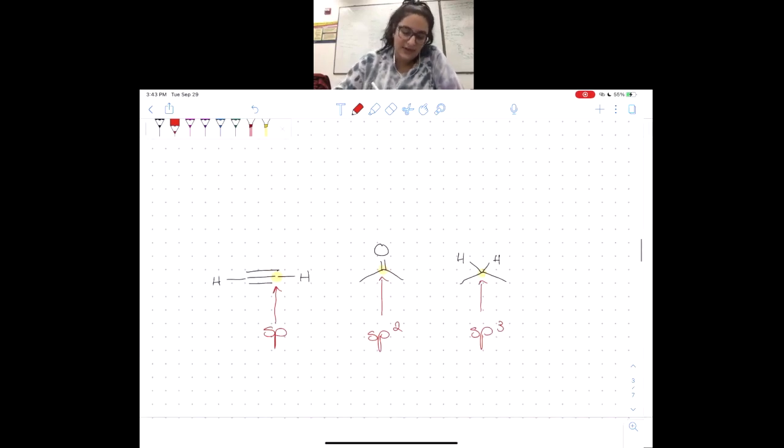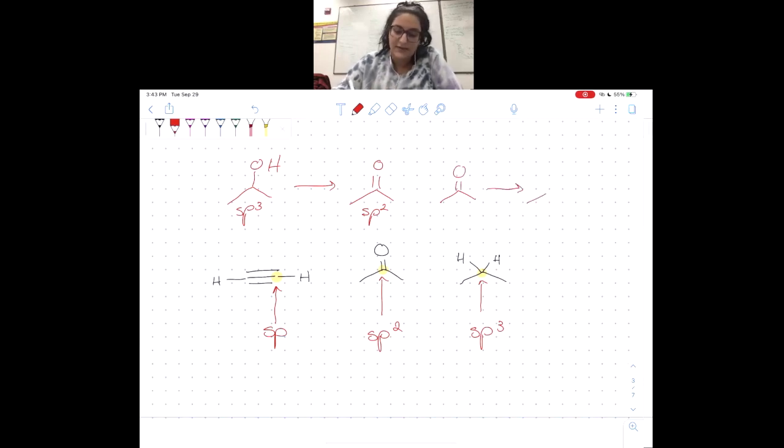So if we go from an alcohol to a ketone, we go from sp3 to sp2. But if we go from a ketone to an alcohol, we are going to go from an sp2 to an sp3. This might not sound like a big deal, except you have to know that the more favorable change is towards sp2.